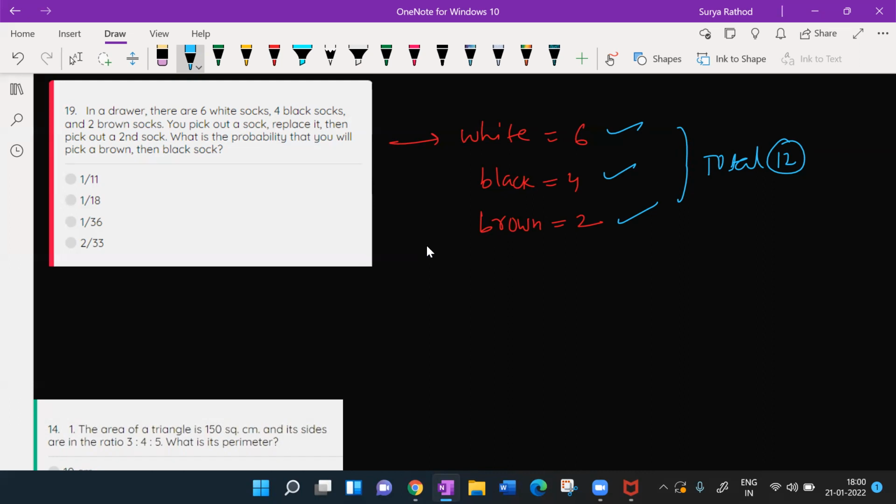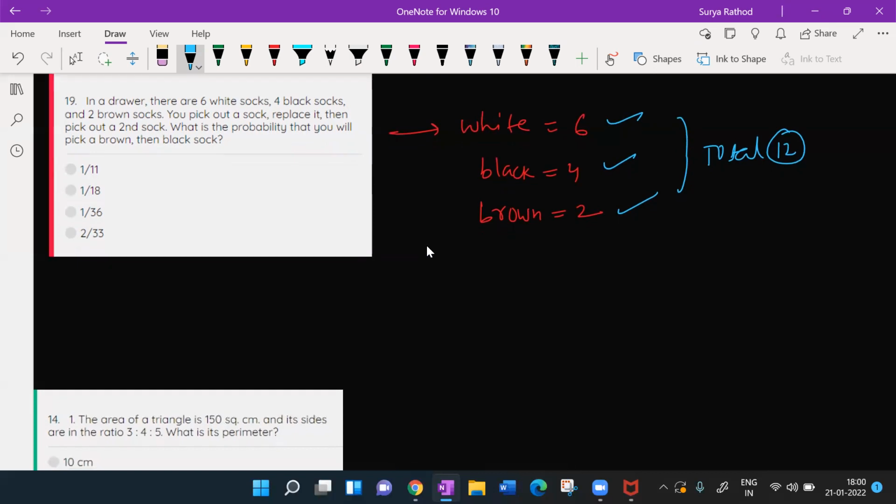See here, if I pick out a sock, what is the probability? 1 by 12. Then pick out a second sock. What is the second probability? 1 by 12. Because we are replacing, it will become 1 by 12 only. Yeah, we are replacing. That's what I'm saying.